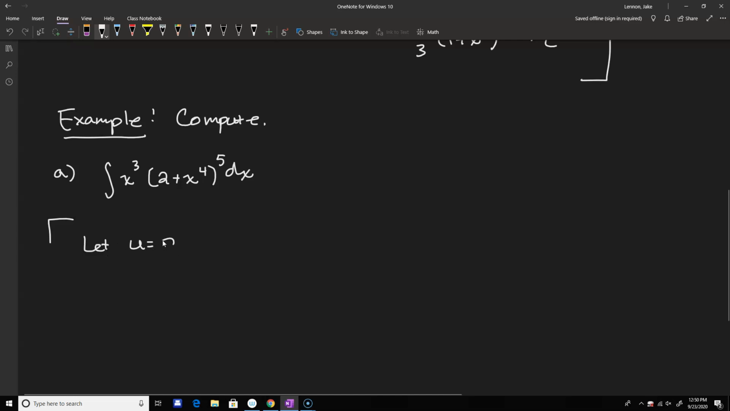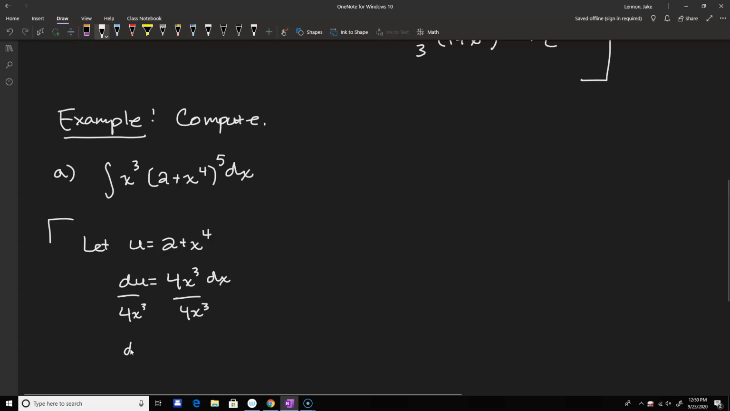Let u be 2 plus x to the 4th, and then du is going to be 4x cubed dx. We're taking the derivative of both sides. And then what you want to do is divide by 4x cubed to solve for dx.